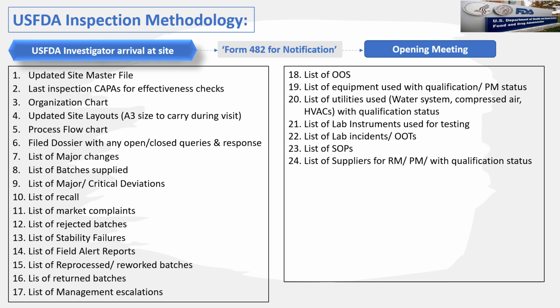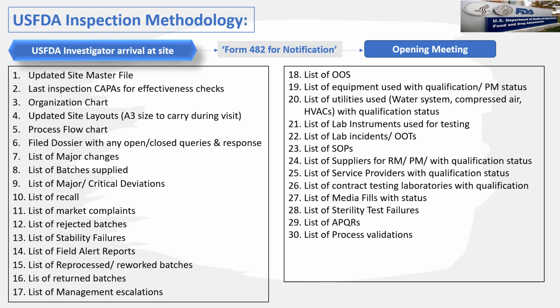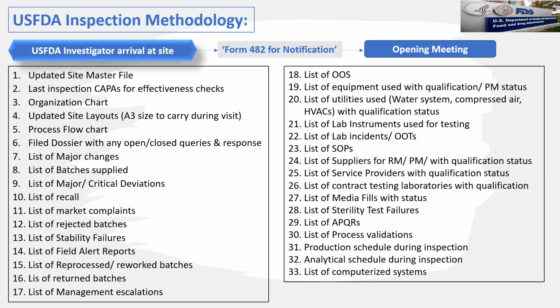list of lab incidents and OOTs, list of all the SOPs, list of suppliers for the raw materials and packing materials with their qualification status, list of service providers with their qualification status, list of contract testing laboratories with the qualification status, list of media fills with the status, that is whether they have passed or failed, list of sterility test failures if applicable, list of all the US market APQRs that have been produced, list of process validations for the US products, production schedule during the inspection, analytical schedule during the inspection, and list of all the computerized systems.